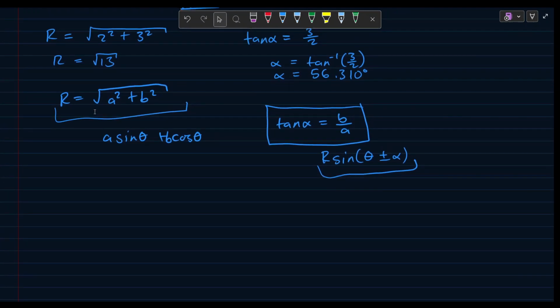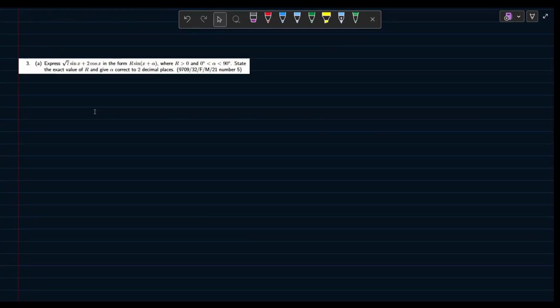Alright, so let's apply this to some past paper questions. So here we are told to express root 7 sine x plus 2 cos x in the form r sine x plus alpha, where r is greater than 0 and alpha is between 0 degrees and 90 degrees. State the exact value of r and give alpha correct to 2 decimal places. Alright, so we have root 7 sine x plus 2 cos x, and we want to write this in the form r sine x plus alpha. Okay, so we know that this is in the form a sine x plus b cos x.